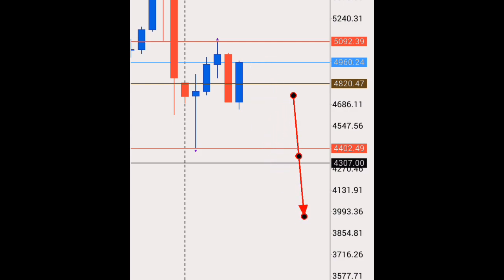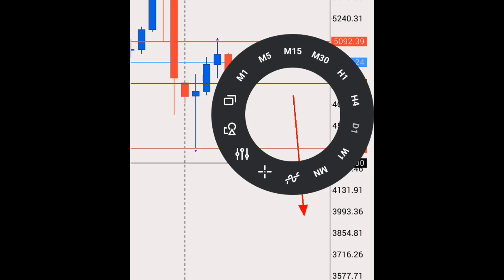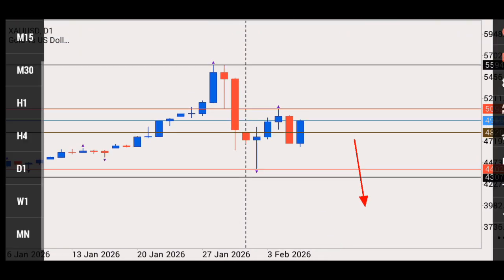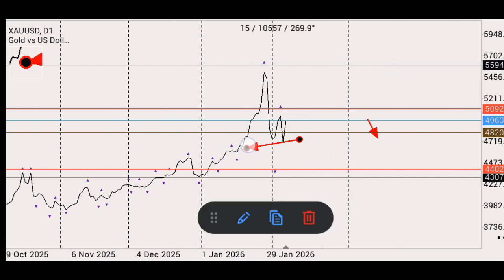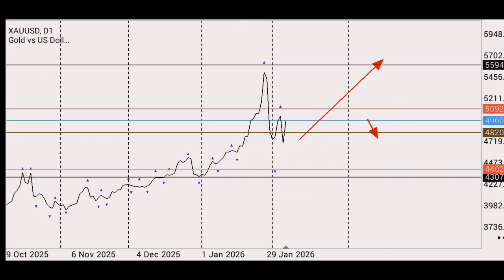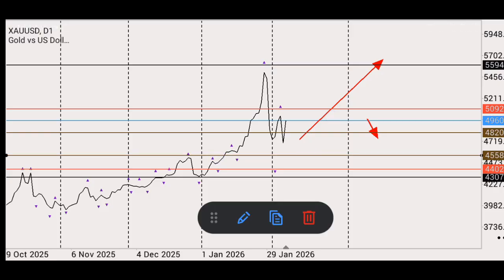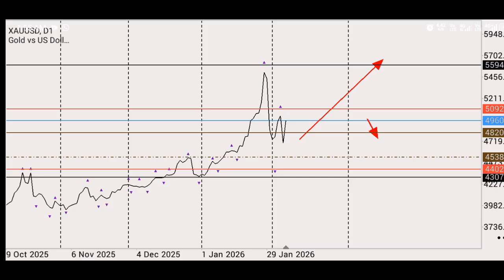And where is the pullback? You can change your chart to line chart if you want, but I'm not saying that you must do it. If you look at this, the only thing this place needs now is maybe this, the last resistance zone that was broken. This is the last resistance zone that was broken. I can just change it for you to know: 4538.